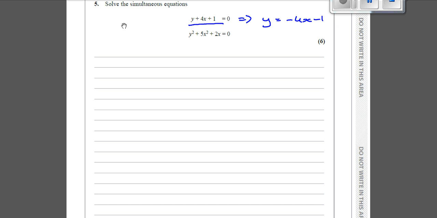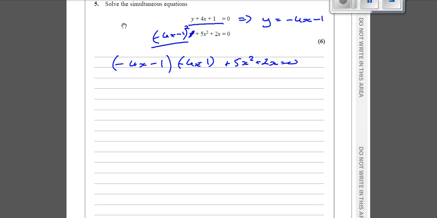Then what we're going to do, instead of having y squared, is get rid of that and replace it with minus 4x minus 1 squared. So you've got rid of the y squared and replaced it with minus 4x minus 1 squared. Now, the most common mistake people make is that you've got to make sure you write it out twice. A lot of people just do minus 4x squared and then minus 1 squared. You've got to make sure you do minus 4x minus 1, minus 4x minus 1, and you can write out the plus 5x squared plus 2x equals 0.